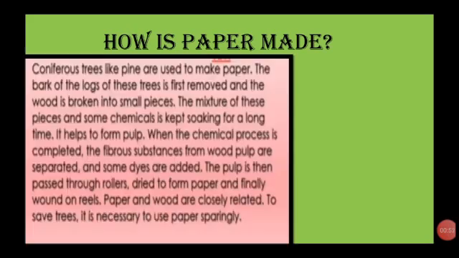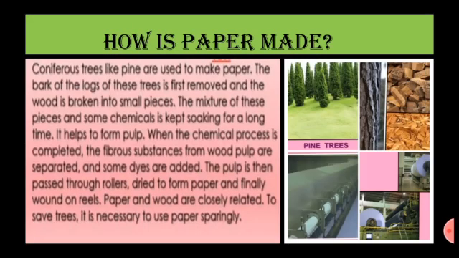How is paper made? Coniferous trees like pine are used to make paper. The bark of the logs of this tree is first removed and the wood is broken into small pieces. A mixture of these pieces and some chemicals is kept soaking for a long time. It helps to form pulp. When the chemical process is completed, the fibrous substances from the wood pulp are separated and some dyes are added. The pulp is then passed through rollers, dried to form paper and finally wound on a reel.